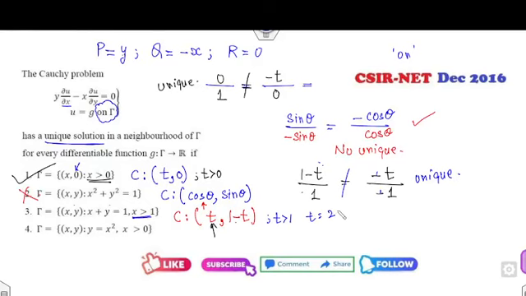Moreover, you can take any number. Say T is equal to 2. Clearly say they are not equal. You will get the unique solution.